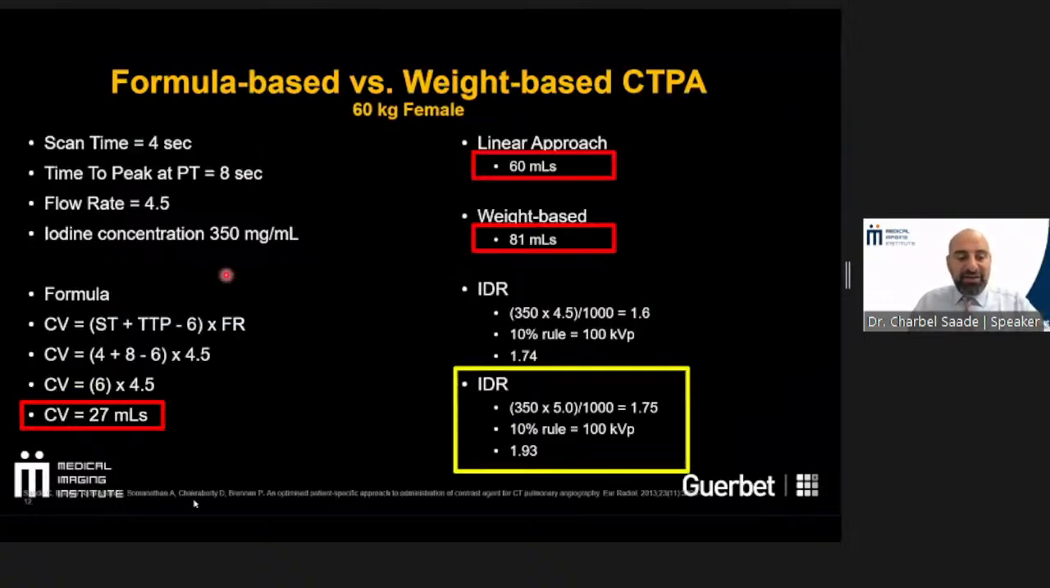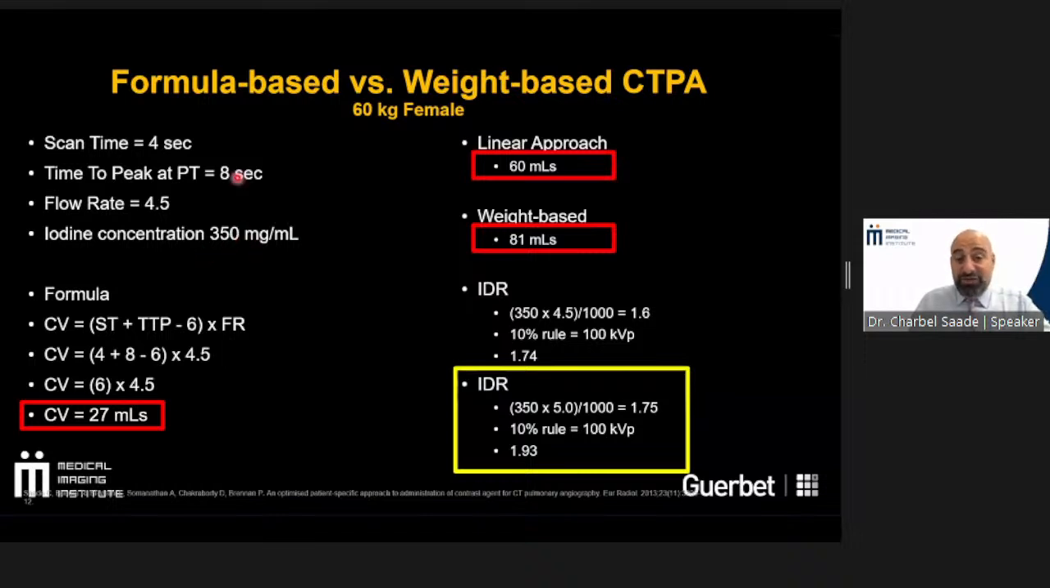So if we have a look here, this is just a few protocols that have been taken. Let's look at a scenario. If you look at a weight-based CTPA protocol versus, so this is bolus triggering versus test bolus. So let's say we have a 64 slice or 128 slice CT scanner. It doesn't matter. Your scan time's 40 seconds. Your time to peak is 8 seconds, and your flow rate's going to be 4.5 mils a second because you want to give a good angiogram. And say your iodine concentration is going to be 350 density.